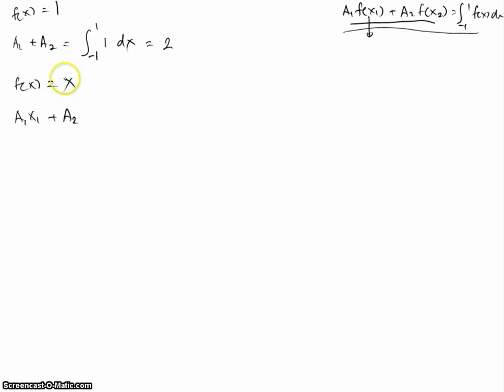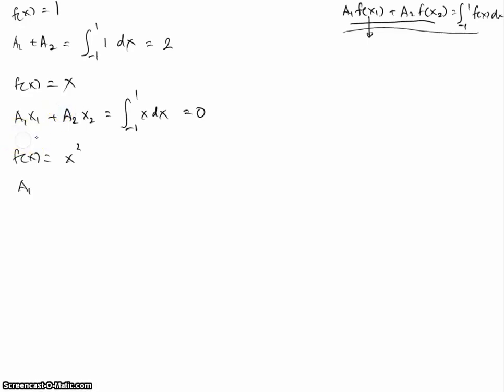and then you have a2, f at x2 is simply x2, and on the right hand side you have the integral from minus 1 to 1 of f dx, and this can be calculated to be equal to 0. So you get a second equation there. Now the third equation will be the third basis function, or third order basis polynomial, which is x squared. So you have f(x) = x squared.